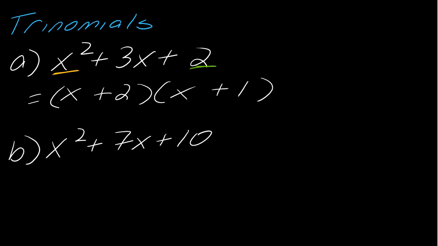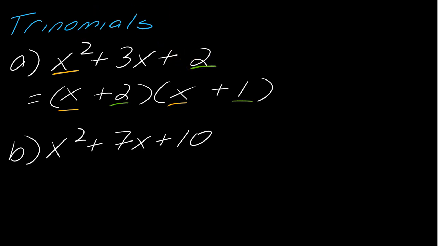Okay, so the thing about trial and error is you want to go back and multiply this. So notice here I take the x times the x and I see that I get the x squared. I take the 2 times the 1 and I see that I get the 2.